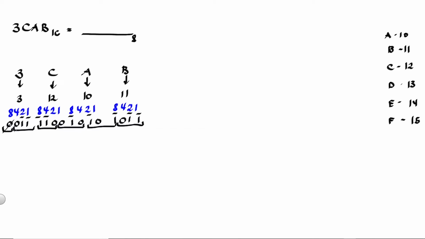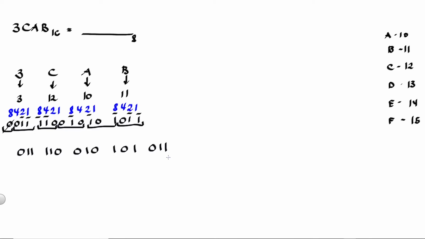For our first group, we have 011. Next is 110. 010, 101, and 011. Then convert this group of binary into an octal number.